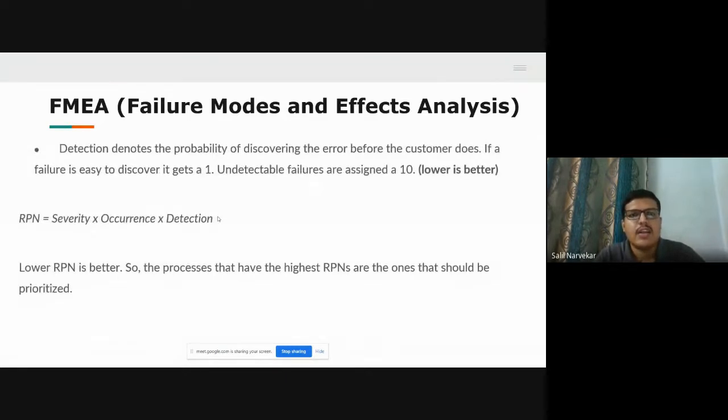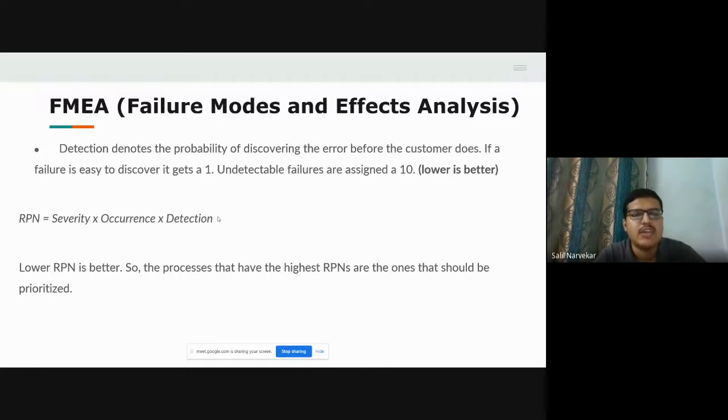And the detection of the defect, here we consider the probability of discovering the defect before the customer discovers the error. Because discovering an error ourselves is always better than our customer discovering the error and having to send all of the material back to us. So if the failure is easy to discover, it gets a score of 1, and in case it's undetectable, it's assigned a score of 10.